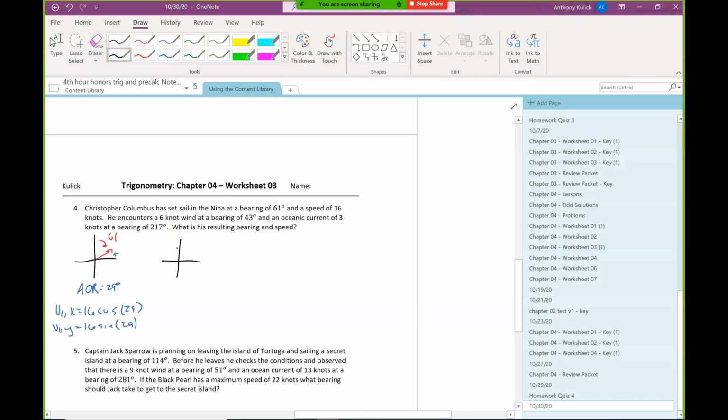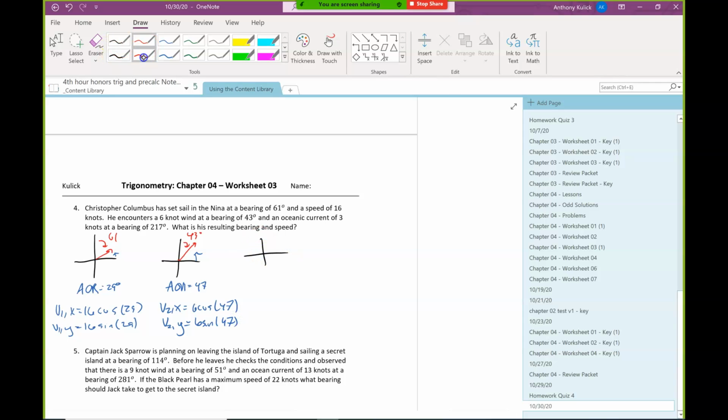Our next one, we have a bearing of 43. So our angle of rotation there is going to be 47. So v2x is going to be 6 cosine 47. And v2y is going to be 6 sine 47.